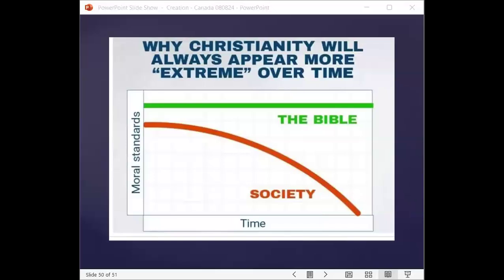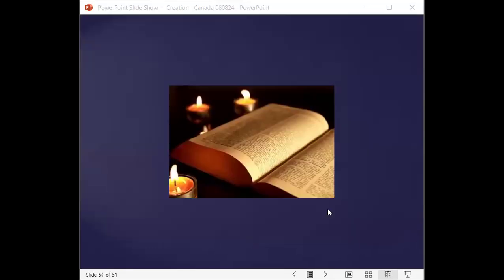Okay, so Christianity can often seem more extreme over time, not because the Bible itself changes, but because society gradually moves further away from biblical views. So we have to go back to the Bible. Okay, with that, thank you very much.